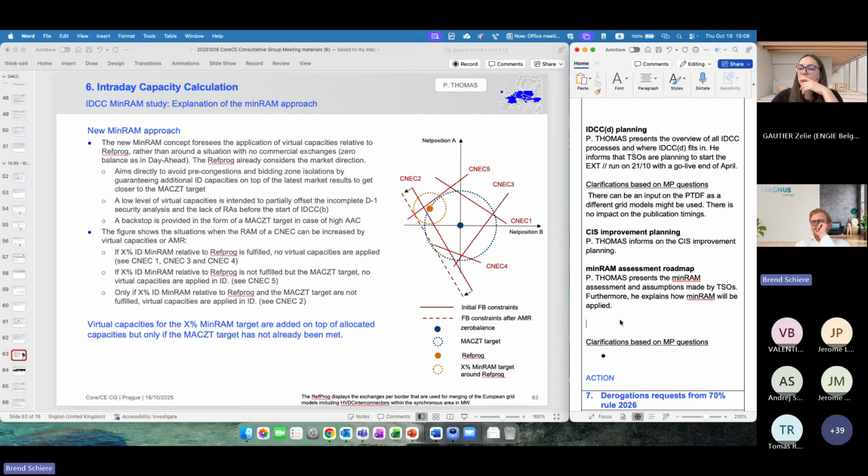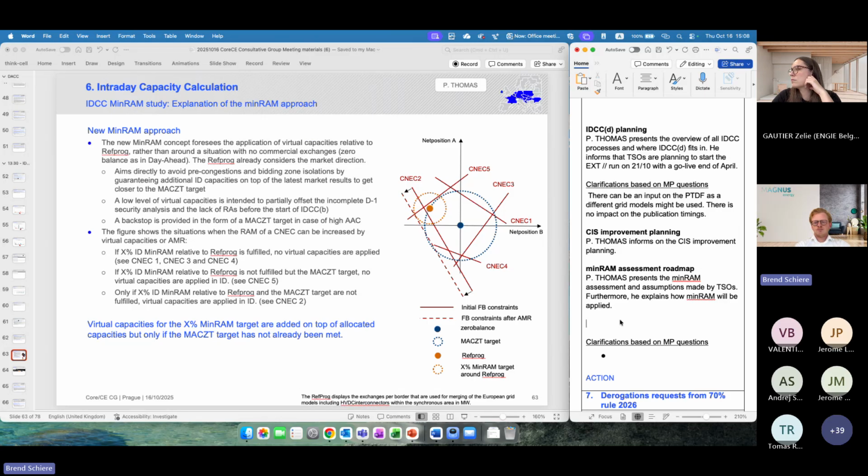Of course, this is up for validation by the TSO, so it could endanger the grid security. And for this situation, we cannot provide virtual capacities for intraday. Additionally, for the methodology, there was also a cap, or a cap will be introduced, so that there is a kind of MACZT capping, or a MACZT target, that should not be exceeded. So the MACZT target, for example, could be 70%.